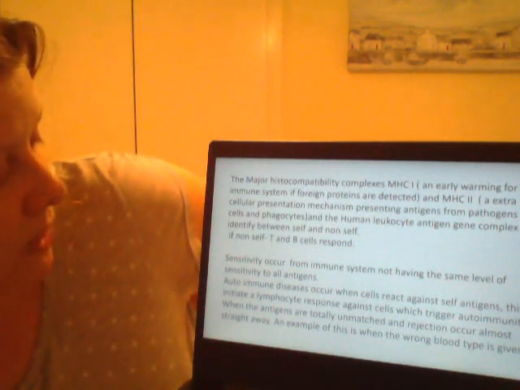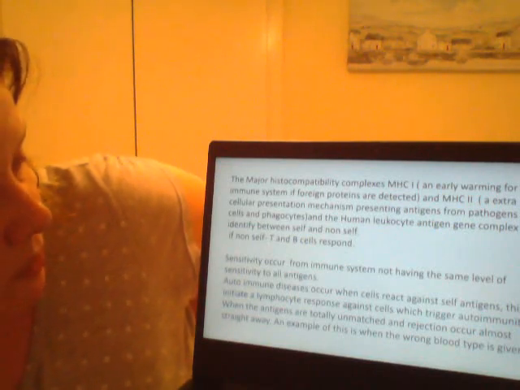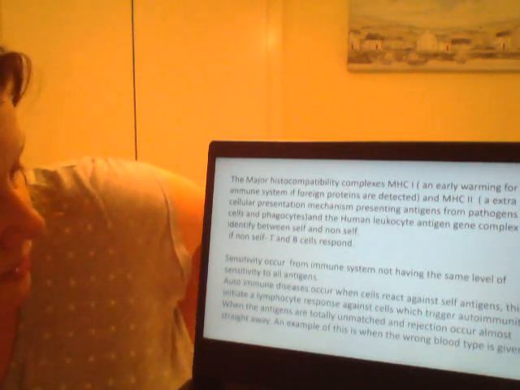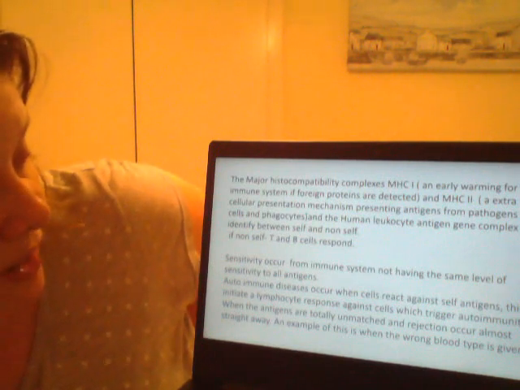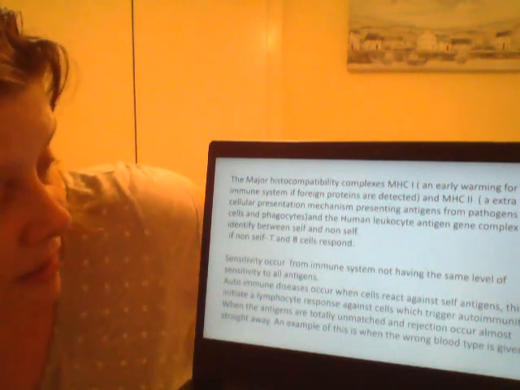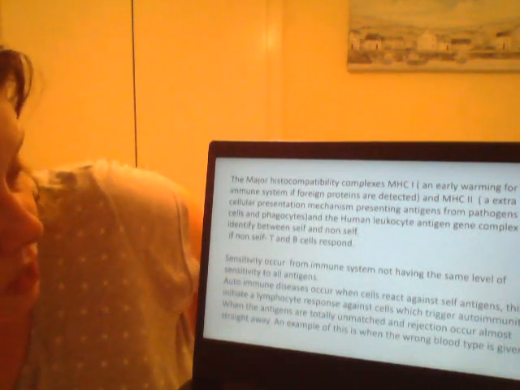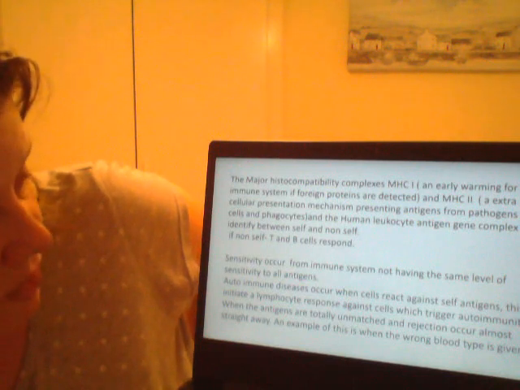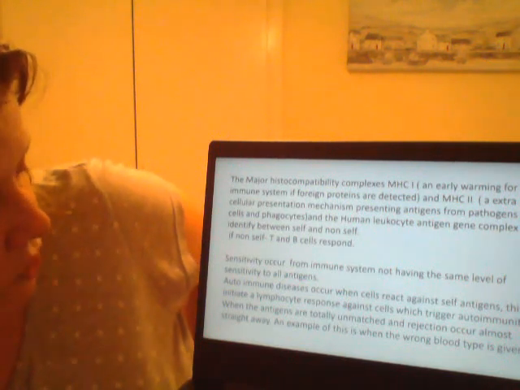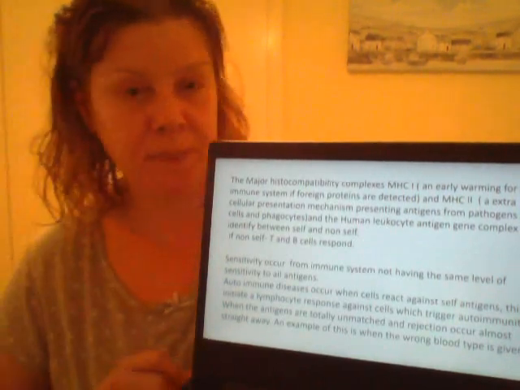If non-self, T and B cells respond. Sensitivity occurs from immune systems not having the same level of sensitivity to all antigens, and autoimmune diseases occur when cells react against self-antigens. This may initiate a lymphocyte response against cells, which triggers autoimmunity. When the antigens are totally unmatched, rejection occurs almost straight away. An example of this is when the wrong blood type is given.